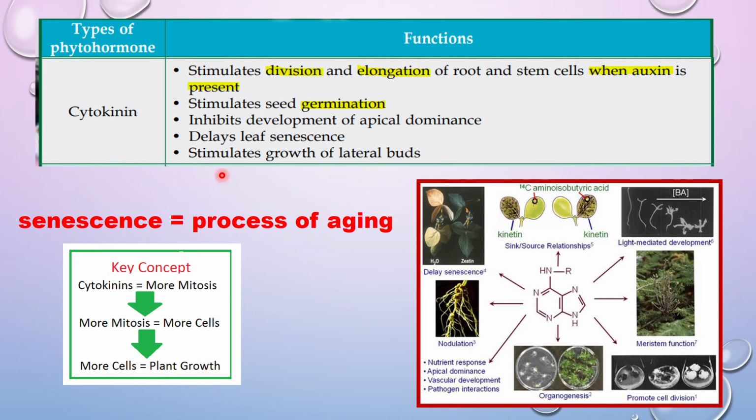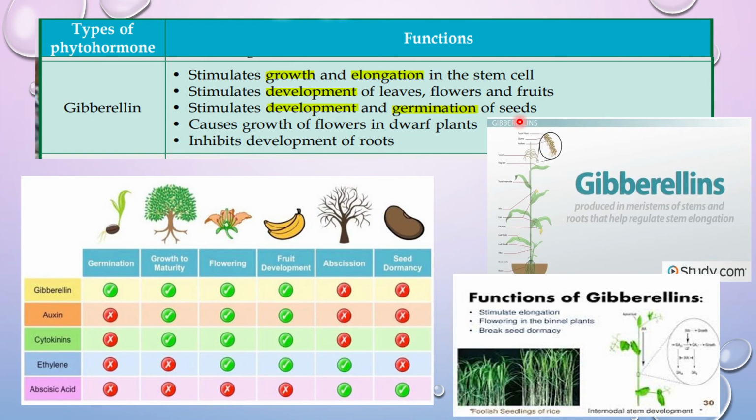Okay, so there's a word over here that cytokinin delays leaf senescence. Delays tu dia melambatkan proses penuaan. Senescence is proses penuaan, process of aging. Okay, and also it inhibits development of apical dominance. Bahagian apex, bahagian hujung itu dia merencat perkembangan the apical dominance. Okay, so remember cytokinin, remember mitosis, remember that it stimulates cell seed germination.